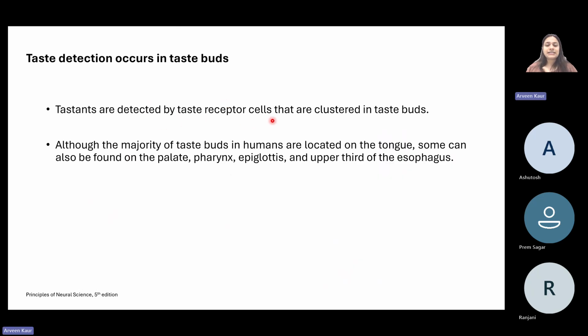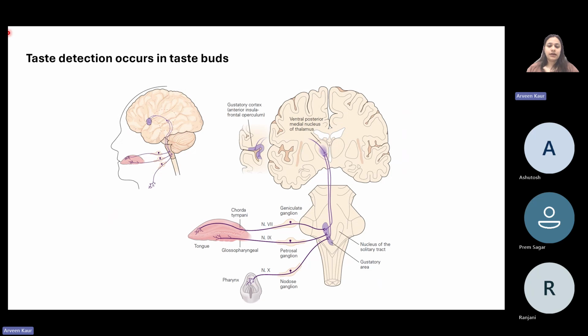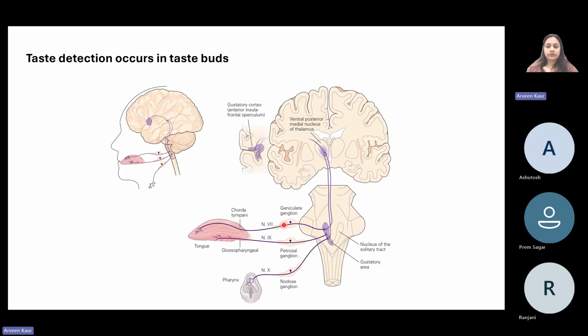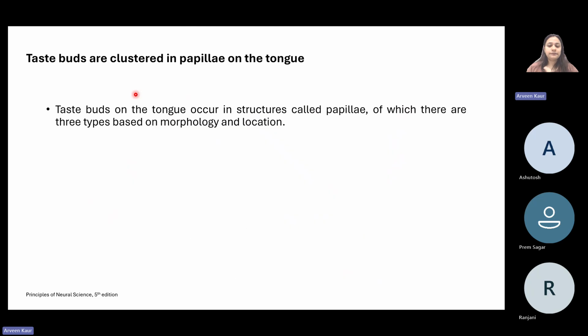Tastings are detected by taste receptor cells that are clustered in the taste buds. Although the majority of taste buds in humans are located on the tongue, some can also be found on the palate, that is the upper and lower palate, pharynx, epiglottis, and upper third of the esophagus also. So this is where they meet.